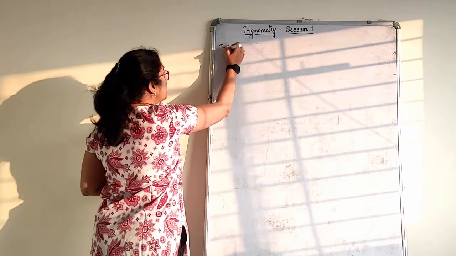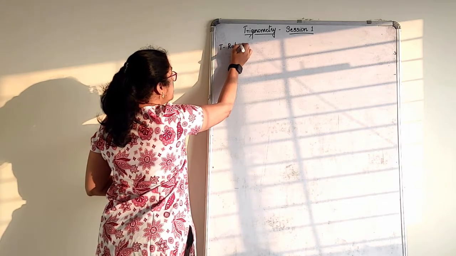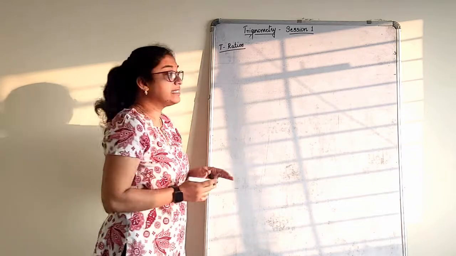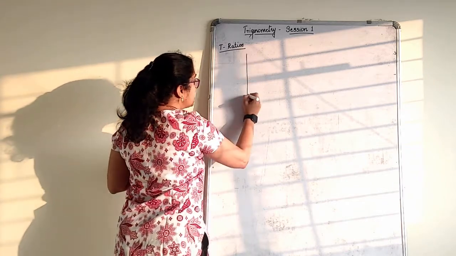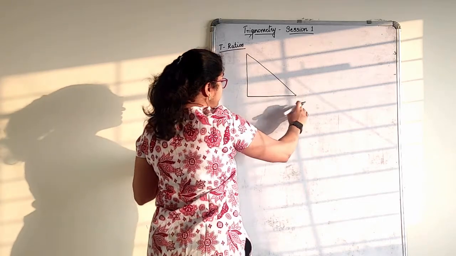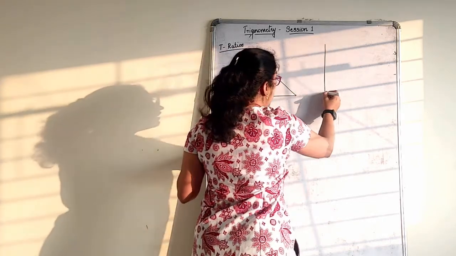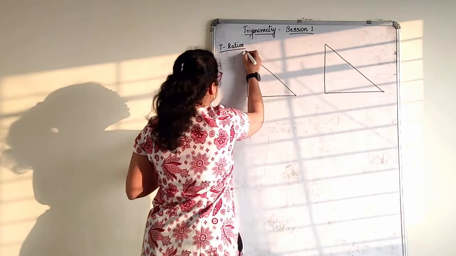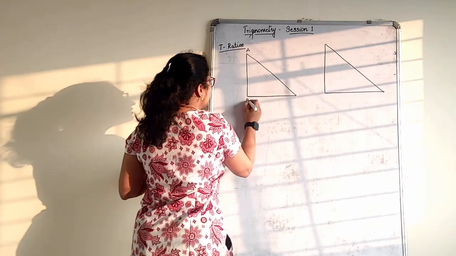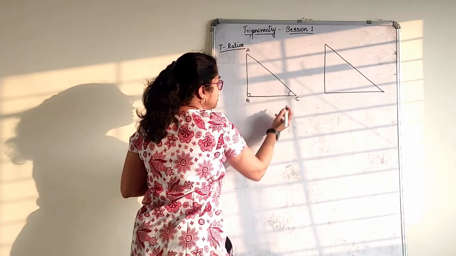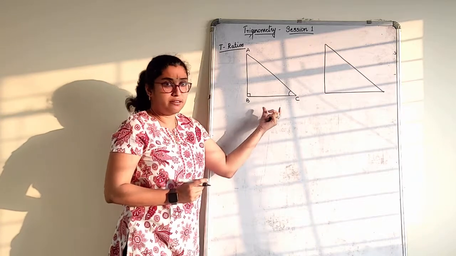I'll give the heading as T ratios. When we talk about T ratios, it is always with respect to a right angle triangle. So let me consider a right angle triangle. I'll consider two right angle triangles because we have two different acute angles, right? So this triangle is ABC with a 90 degree angle and an acute angle. I would like to show it in one figure.